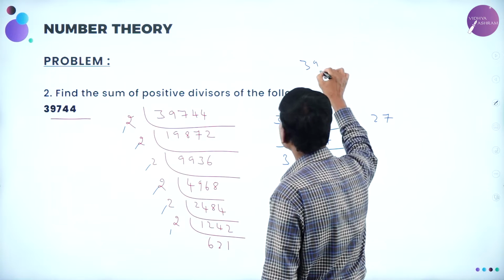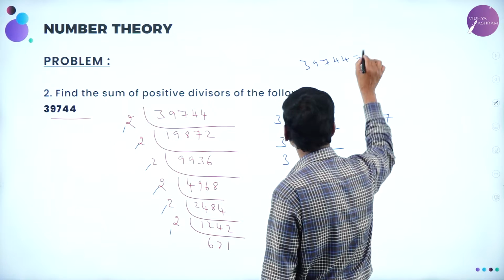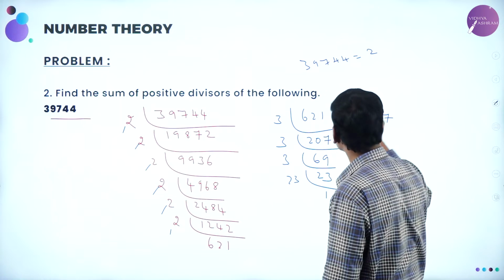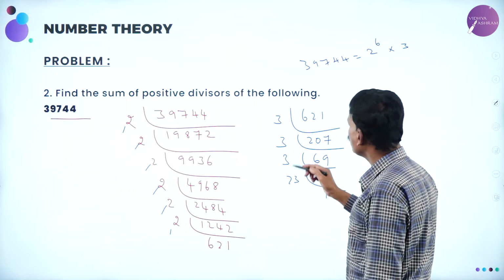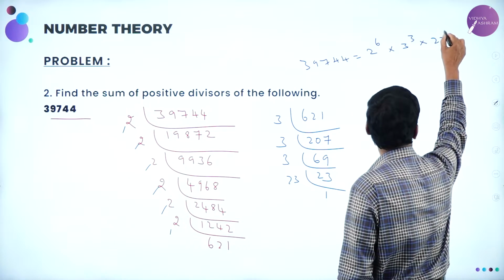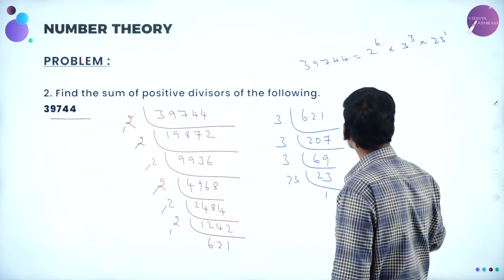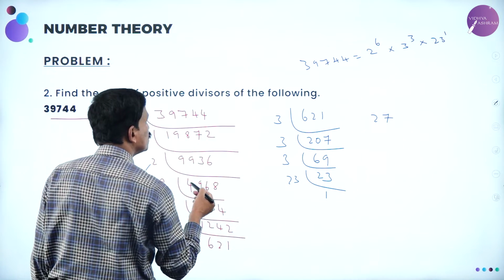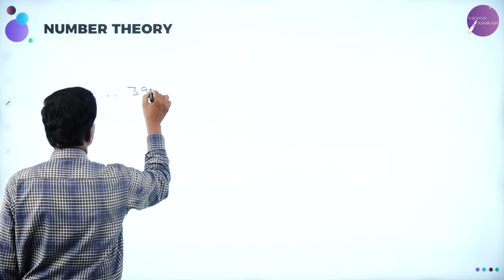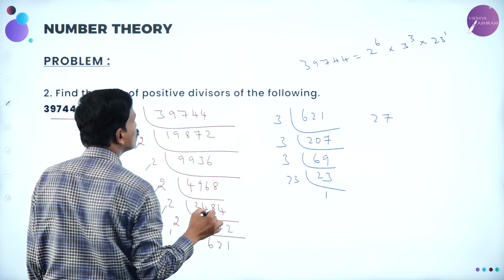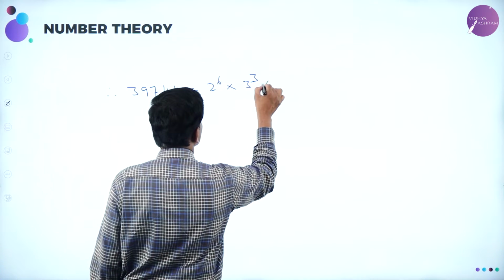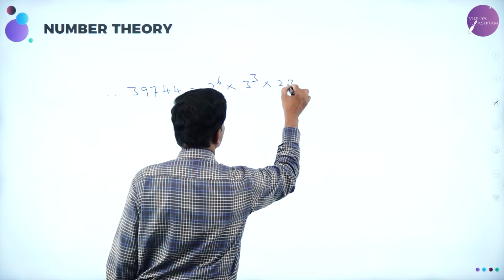So 39744 is equal to 2 to the power of 6 into 3 to the power of 3 into 23 to the power of 1. Okay. Now simplify this. So this can be written as, I will go to the next page. Therefore 39744 is equal to 2 to the power of 6 into 3 to the power of 3 into 23 to the power of 1. Okay.